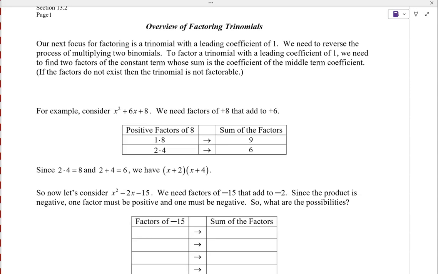So when we mean a leading coefficient of 1, if we look at this example with the x squared plus 6x plus 8, the x squared is the highest power term we see. The coefficient on that x squared is 1. So that's what we mean by a leading coefficient of 1.